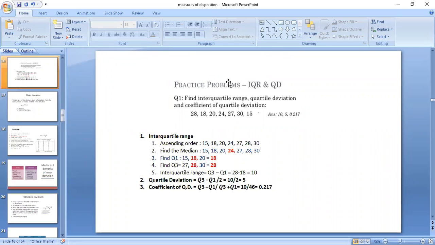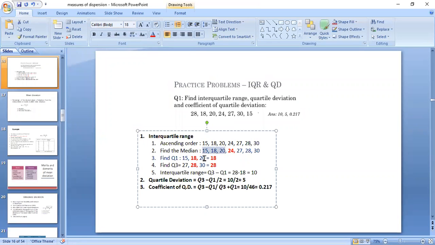Now the practice problem for the interquartile range and quartile deviation. Find the interquartile range, quartile deviation and coefficient of quartile deviation for this data set. First, we have to arrange it in ascending order. When we arrange these values in ascending order, we will get 15, 18, 20, 24, 27, and 28. Now, this 24 is the middle value. So we will ignore it, and then we will find quartile 1 and quartile 3. So this will be our quartile 1, as in this figure. So its median will be 18, and for quartile 3, 28 will be our quartile 3.